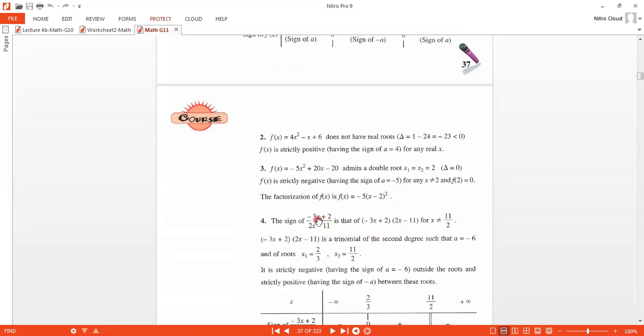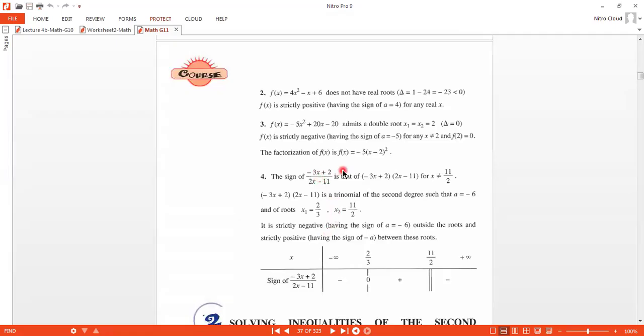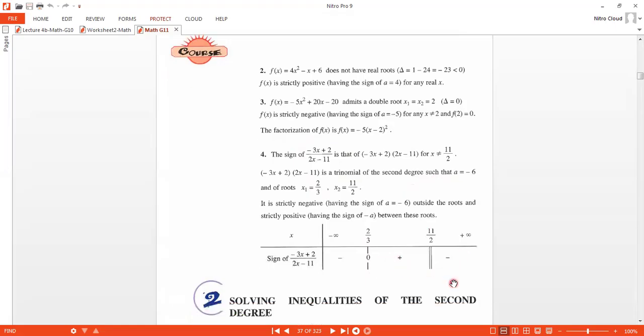Now, if I have a fraction, I need to know the sign of the numerator and the sign of the denominator. I solve the first one equal to 0. We have 2 over 3, as you can see here. We solve the second one. We have 11 over 2, but 11 over 2 should be shaded because it's in the denominator. We have two roots. In this case, what's the sign of the numerator? It's negative. And the sign of the denominator is positive. Both of them, we have minus over plus, which is minus. So a is negative in this case. So inside the roots, opposite sign of a, so we get minus, plus, minus.